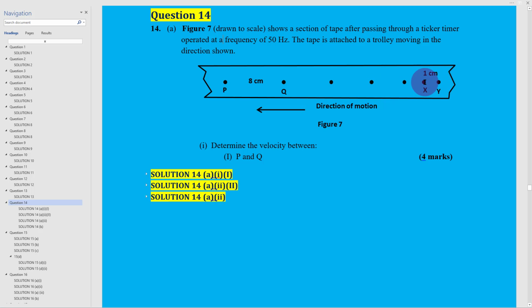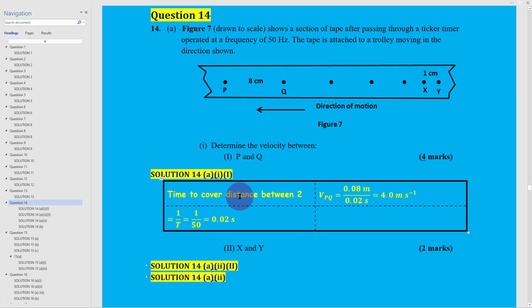So here it is traveling slowly, and here it is traveling very fast, because you can see the distance covered here is bigger than the distance covered here, despite the fact that the time taken is the same, which is 0.02 seconds. So let's see the first part. We are required to determine the velocity between P and Q. Of course, the velocity is just this average distance, which is 0.08 meters divided by 0.02 seconds. However, let's look at the solution to that.